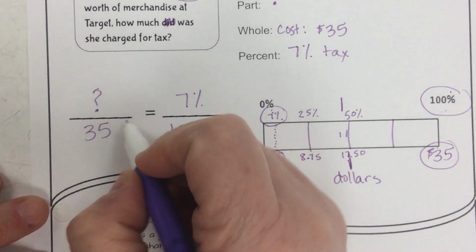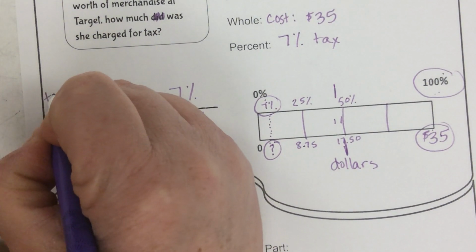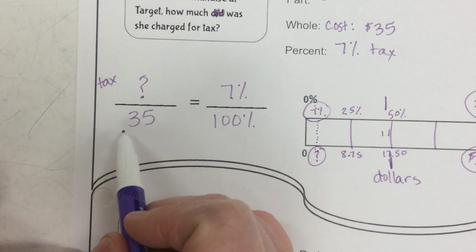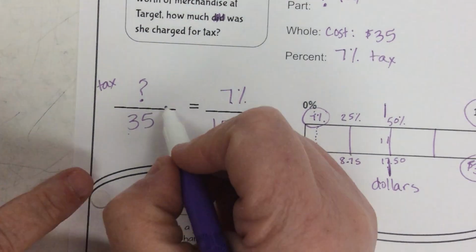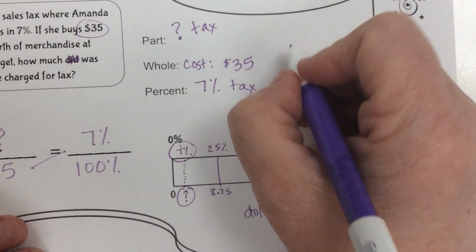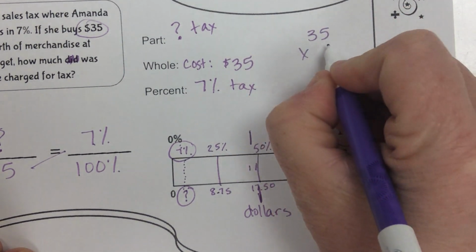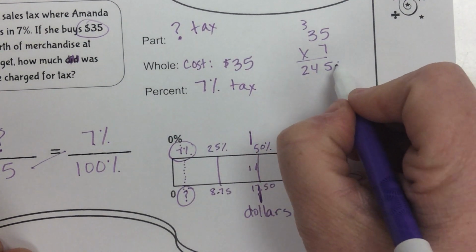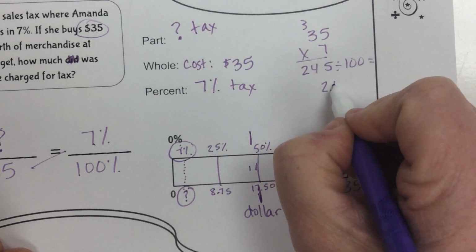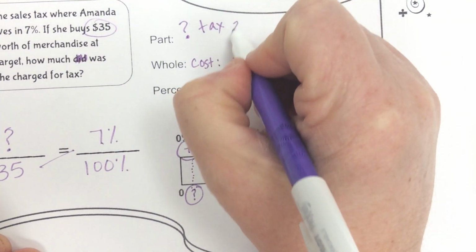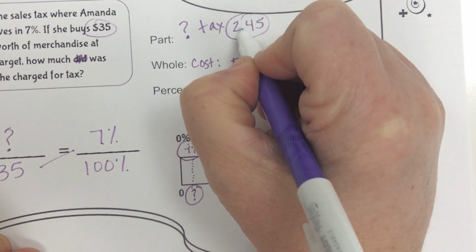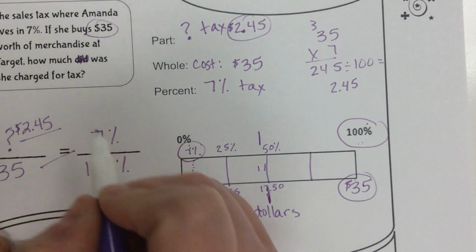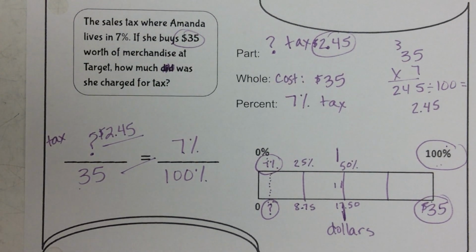But if I look at the top row, it is the amount for tax. This is tax in dollars or tax in percent. The bottom number is total cost in dollars and percent. So to solve, we cross multiply and divide. 35 times 7, 245 divided by 100 is going to be $2.45. There we go. $2.45.